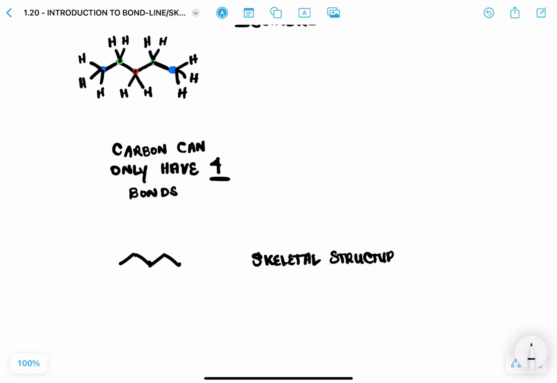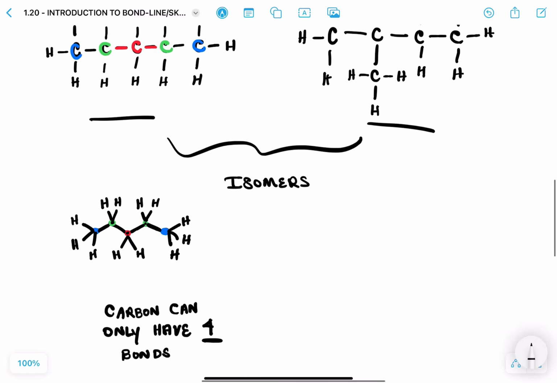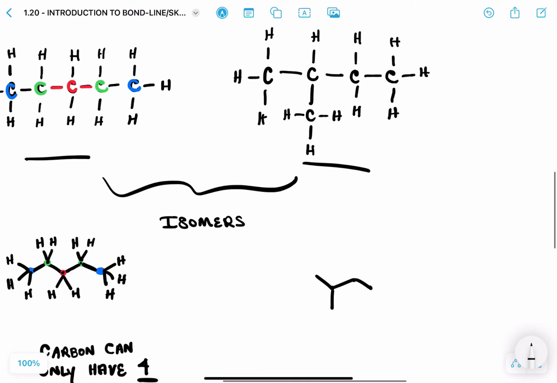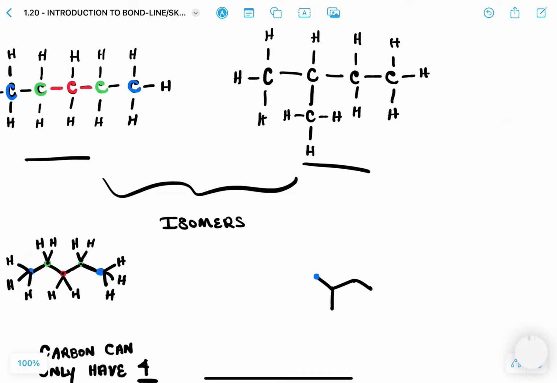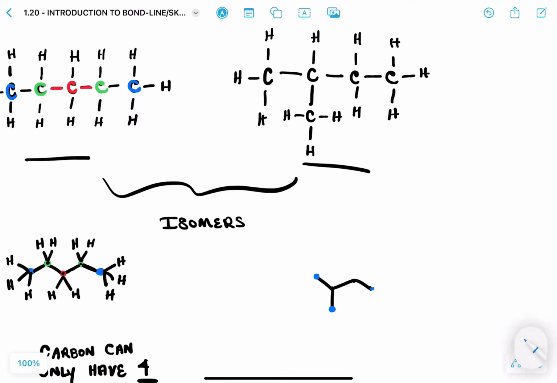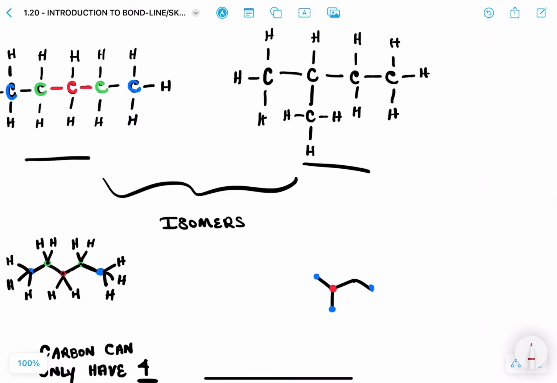Now, if we look at the other isomer, there are 5 carbons, so let's color code them. I'll color code the branches here, and the terminal one also. Then I'll color code this one red and this one green.